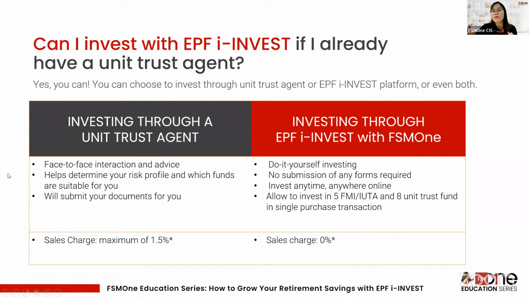Many individuals may opt to carry out their unit trust investment via an agent because of the convenience and the service that they are offered, especially the benefits of human face-to-face interaction and advice. Typically, a unit trust agent will reach out to you, help to determine your risk profile and which funds are suitable for you, and then help you to submit your documents to the EPF and the unit trust management company. So this is the general flow for investing through the agent.